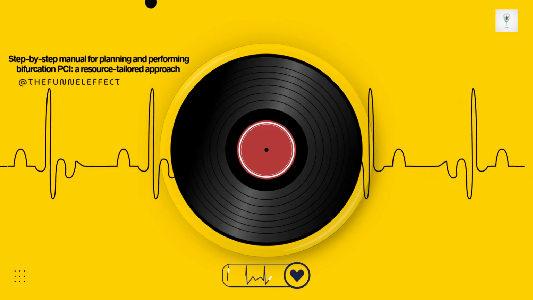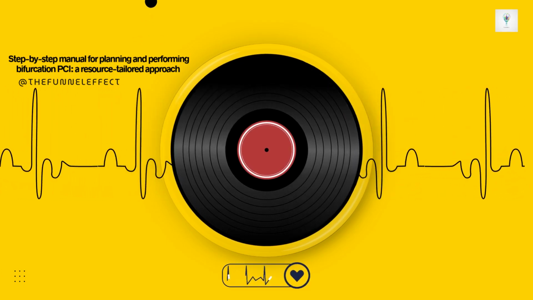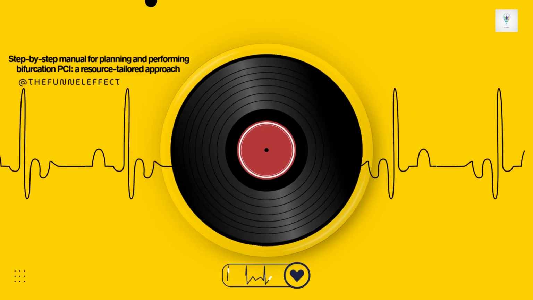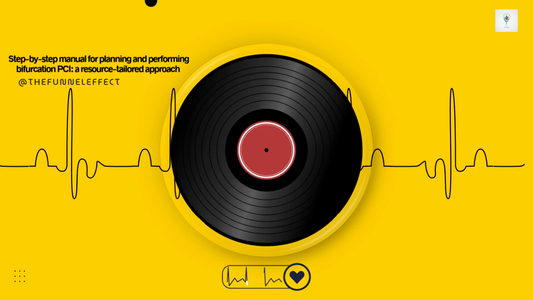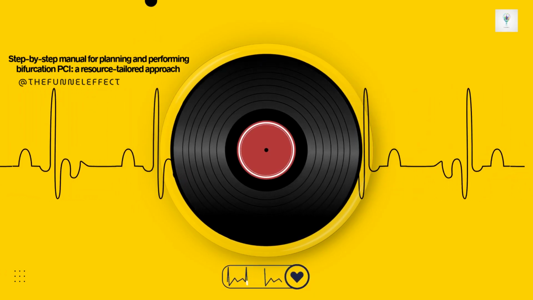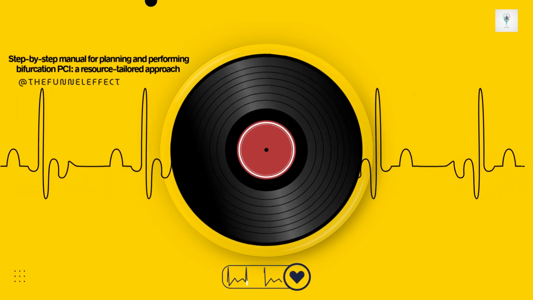And the practical difference is stark. Intervening on a true bifurcation carries a dramatically higher acute risk of compromising that SB during the MB's stenting. So if the operator recognizes this up front, they know immediately they have to step up their game, allocate more resources like definitely wiring the SB, even if they're in a constrained setting. Right, the risk profile changes completely.